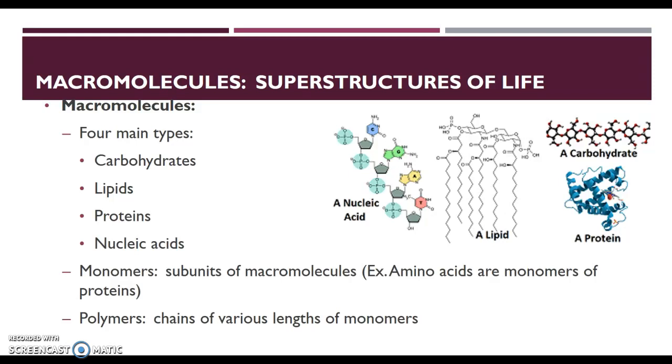A couple of terms you should be familiar with. First, monomers. A monomer is the subunit or the building block of a macromolecule. For example, amino acids are the monomers, the building blocks of proteins. They are the smallest subunit that forms the larger structure. And polymers are large chains of various lengths of monomers. So when you bond monomers together, they form polymers.